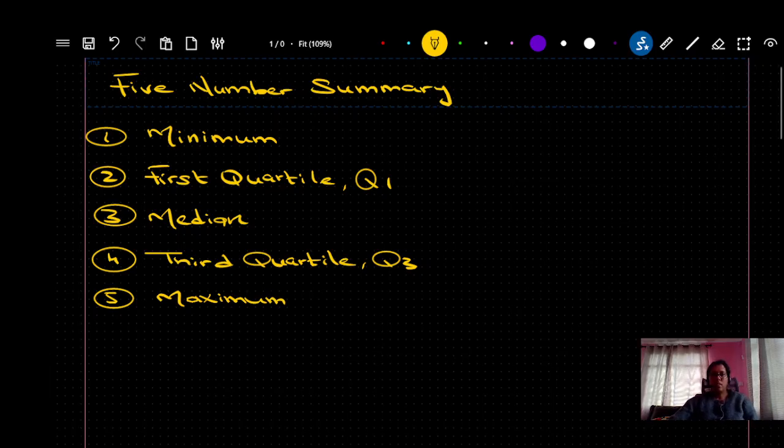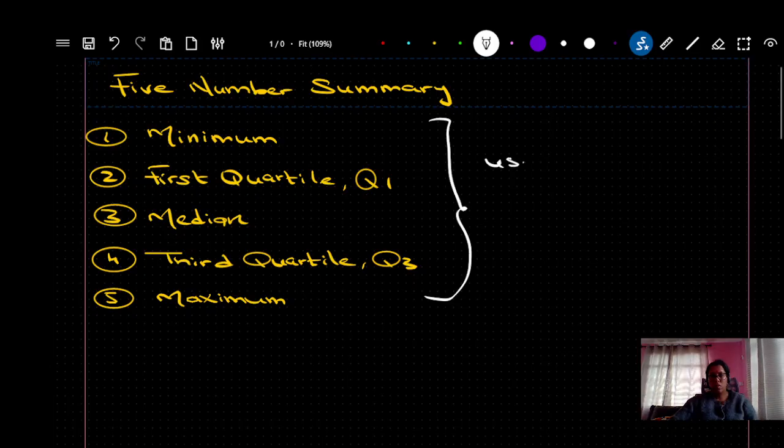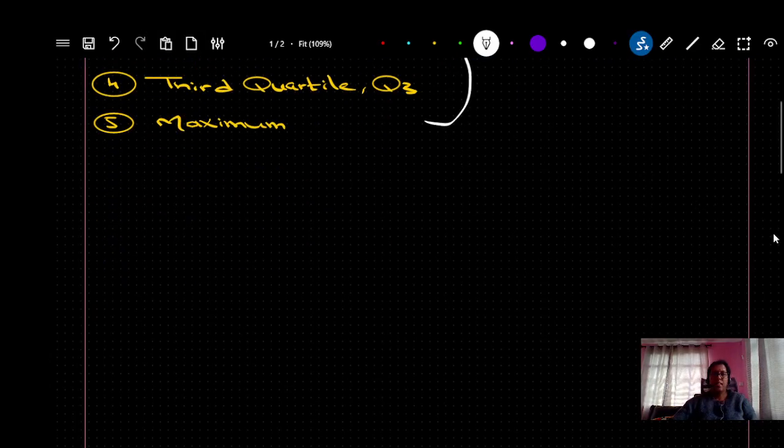Okay, and this is all important. The use is to remove outliers. Okay, so let us say we have a data set with different numbers.